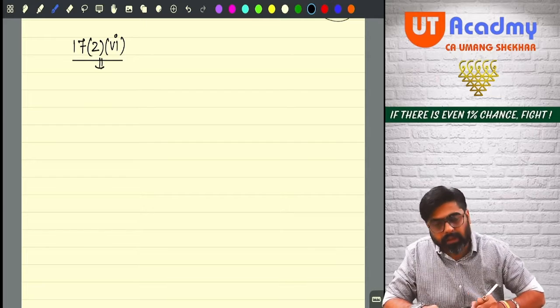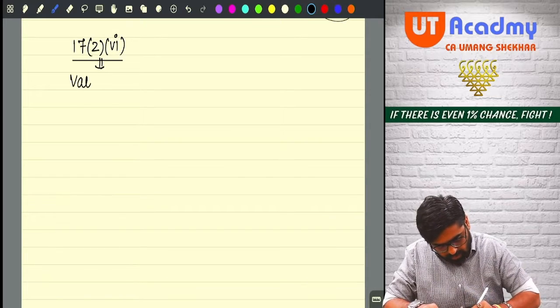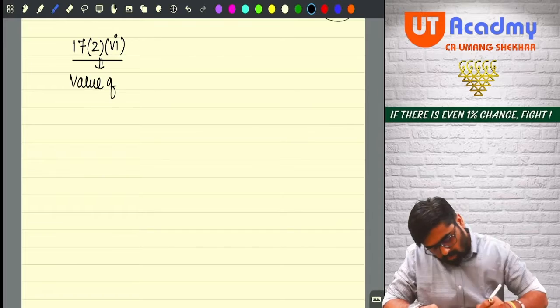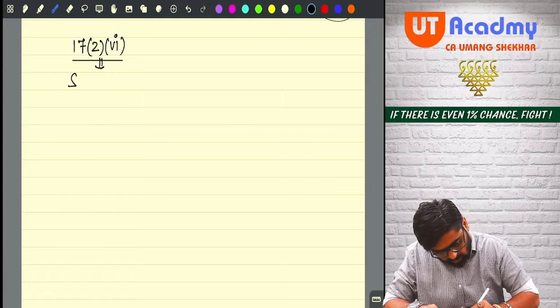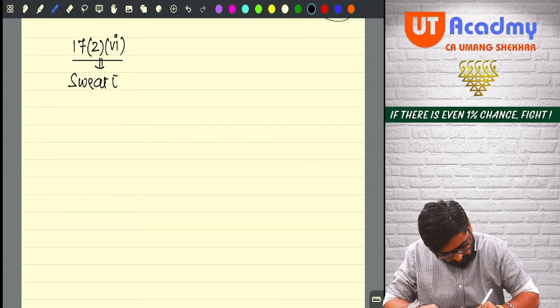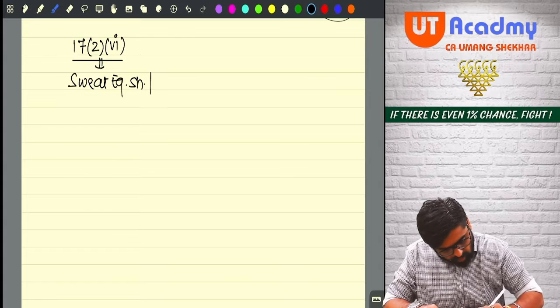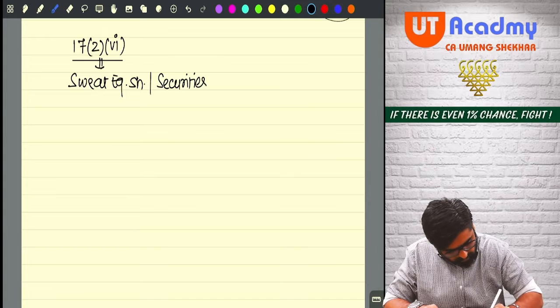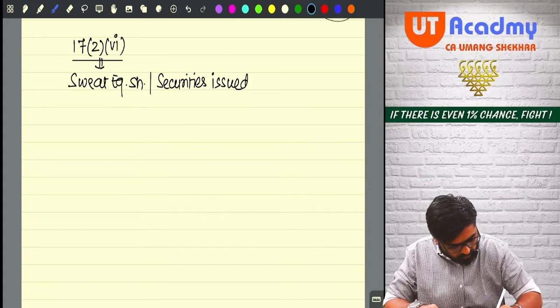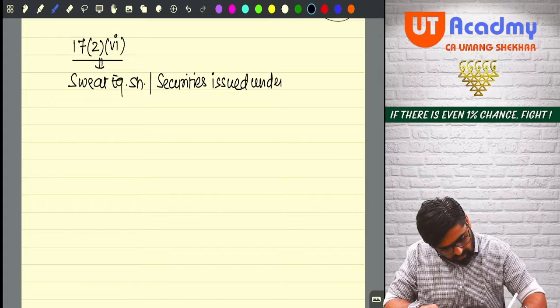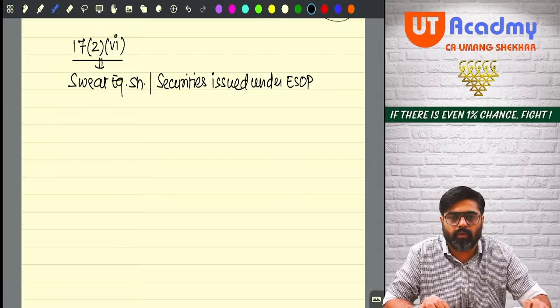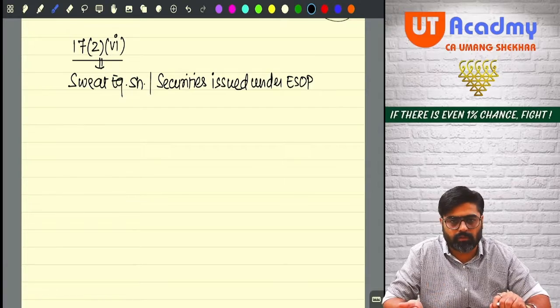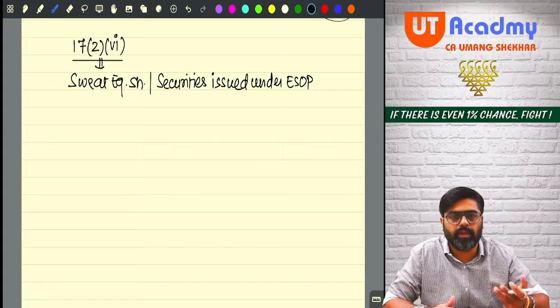In this clause, they are saying that we have to determine the value of, not the value, we are supposed to say that sweat equity shares or securities which are issued under ESOPs. ESOPs you must have heard, employee stock option plan, okay? Or it can be sweat equity shares also. So either the sweat equity shares or the ESOPs.